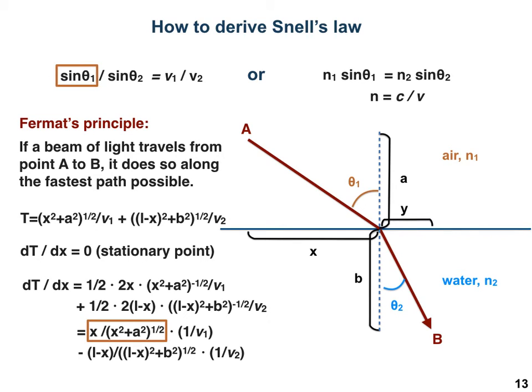What is inside this orange box is basically sin theta 1. If we look at the value in the blue box, it's basically sin theta 2. So when this stagnation point is reached, we get this equation, which is Snell's law. So we derive Snell's law successfully. Now we understand Snell's law.